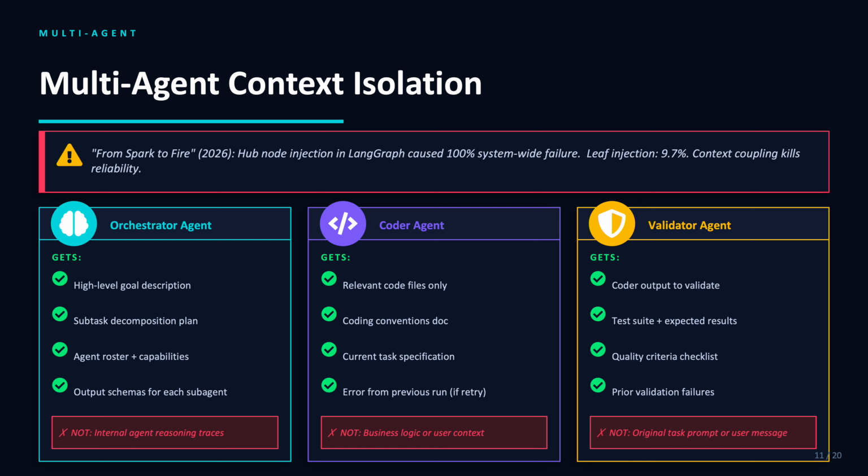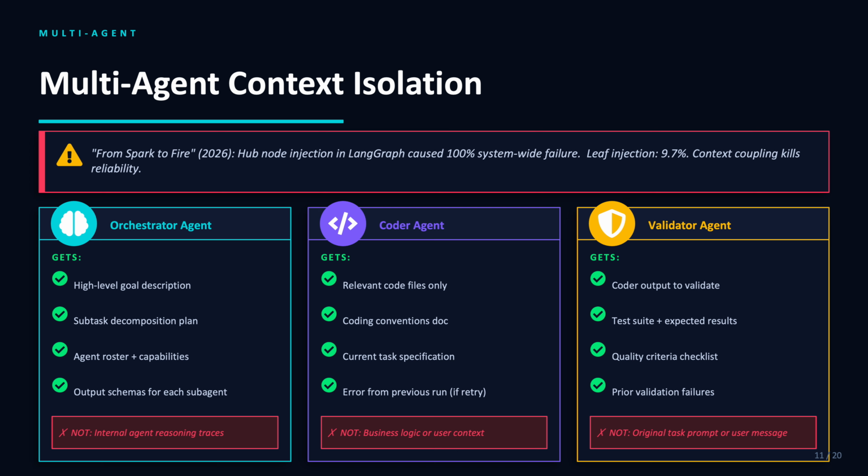Compare that to leaf node injection, which caused 9.7% failure. The topology of context flow determines your blast radius when something goes wrong. That's not an edge case. That's a design constraint. So how do you design for this?